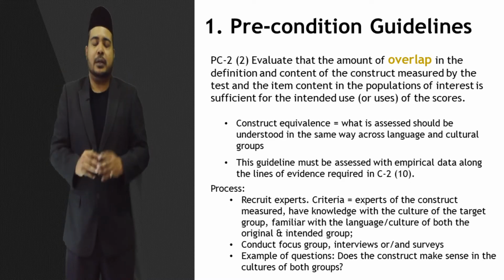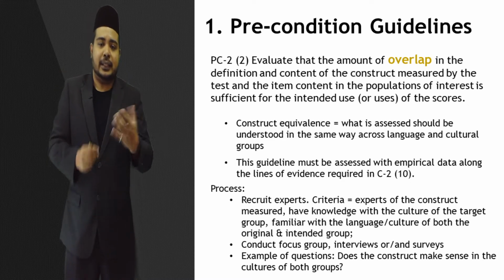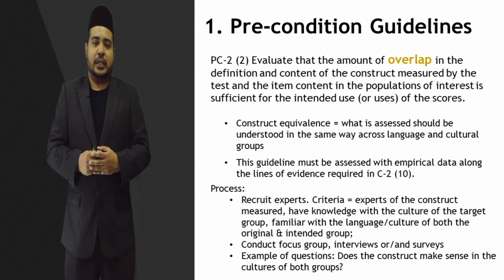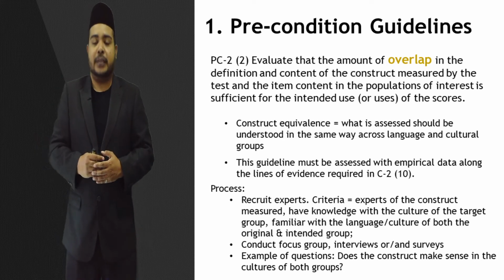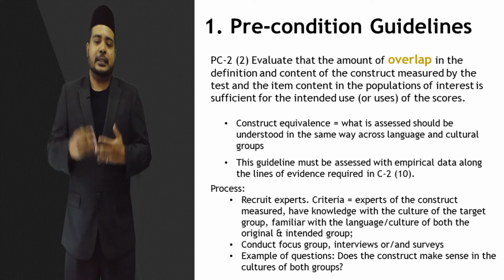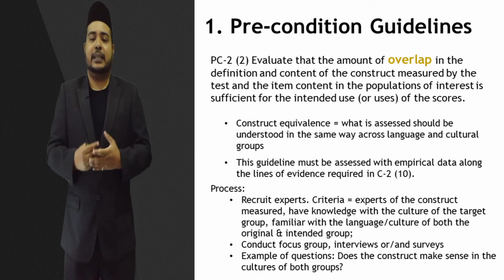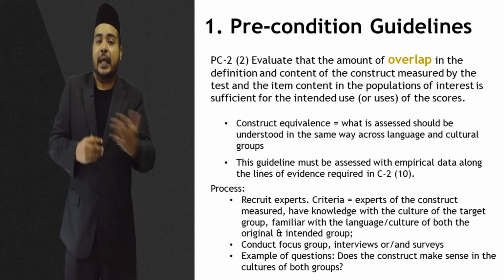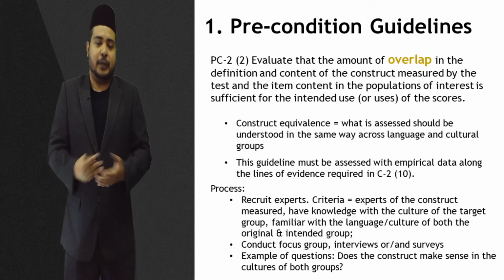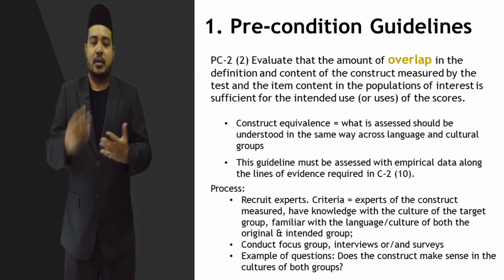Okay, the process on how we can gather or develop construct equivalence. The ITC guidelines have highlighted the process which we can follow. First, we need to recruit experts. So who are the experts here? Experts must possess these criteria. They are experts of the construct measured. They understand, in this case, intelligence. What intelligence means. They understand what the construct means.